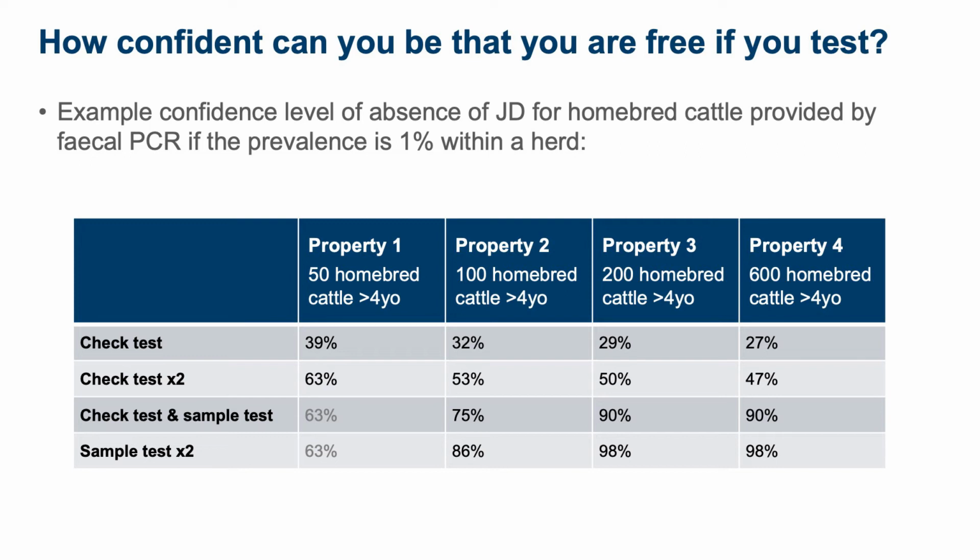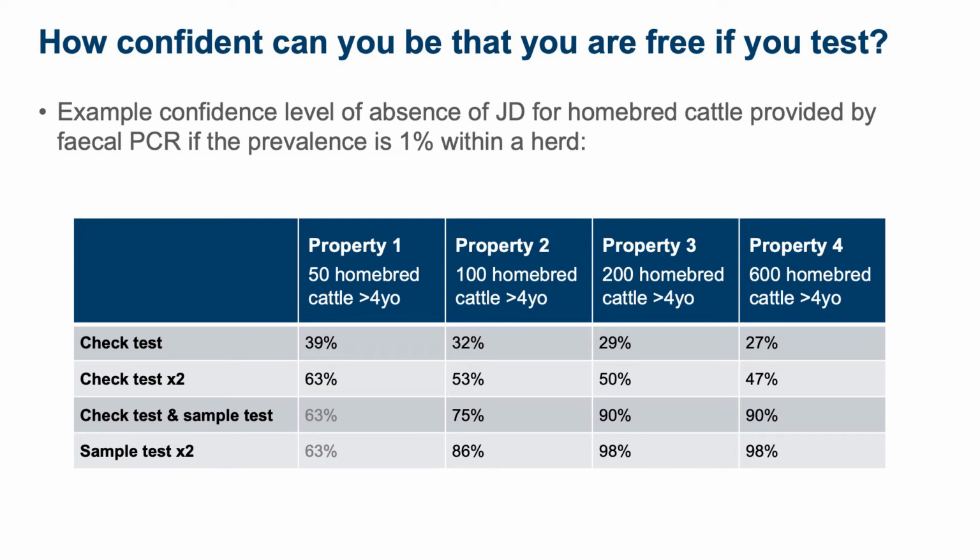If they did 2 check tests, 2 tests of 50 head, they'd get to 63%. Now, just notice that for smaller properties, a check test, a test of 50 head, may end up being the same as a sample test, which should be a larger herd level test, but if the herd is small, then whatever eligible cattle are present are tested. Whilst this property cannot get a high confidence that they're free from JD, if they choose to repeat testing again, their confidence would increase. Compare this to property 3, which has 200 homebred cattle over 4 years of age.